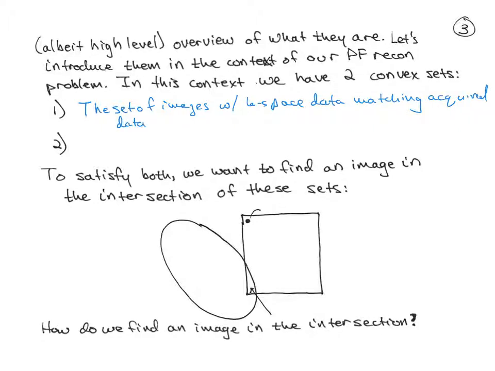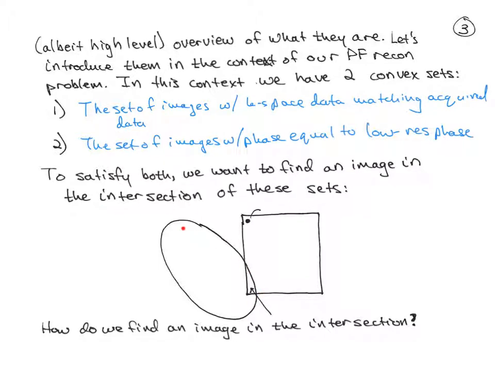And the second is the set of images with phase that's equal to the low-res phase, that's derived from the symmetrically sampled region. These are two sets, and we'd like our solution image to lie in both of these sets simultaneously. So to satisfy both, we want to find an image in the intersection of these two sets.